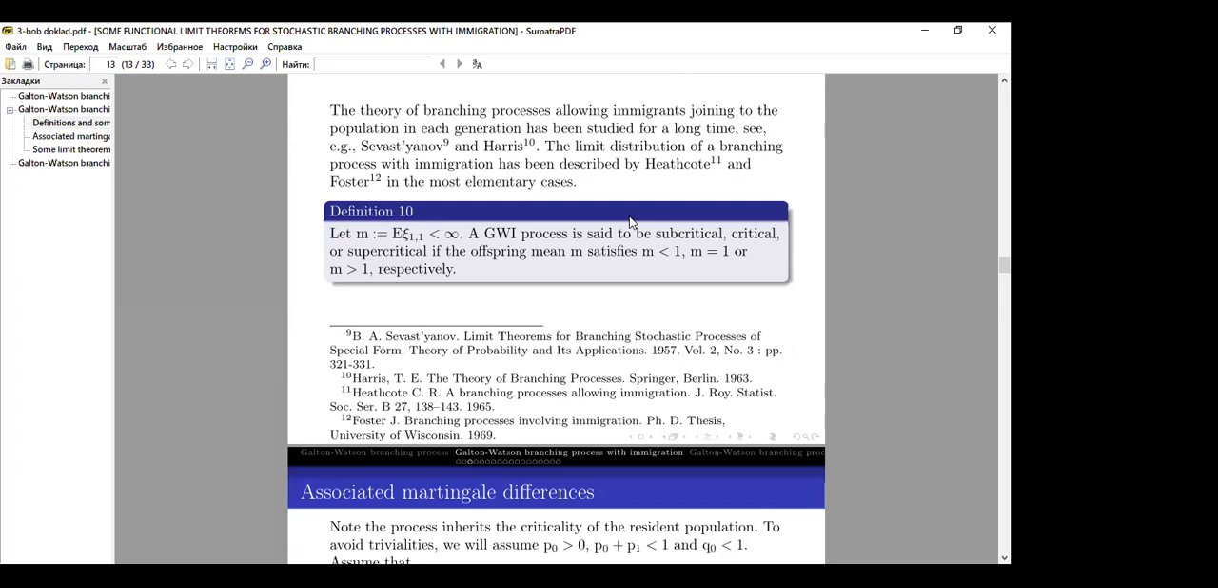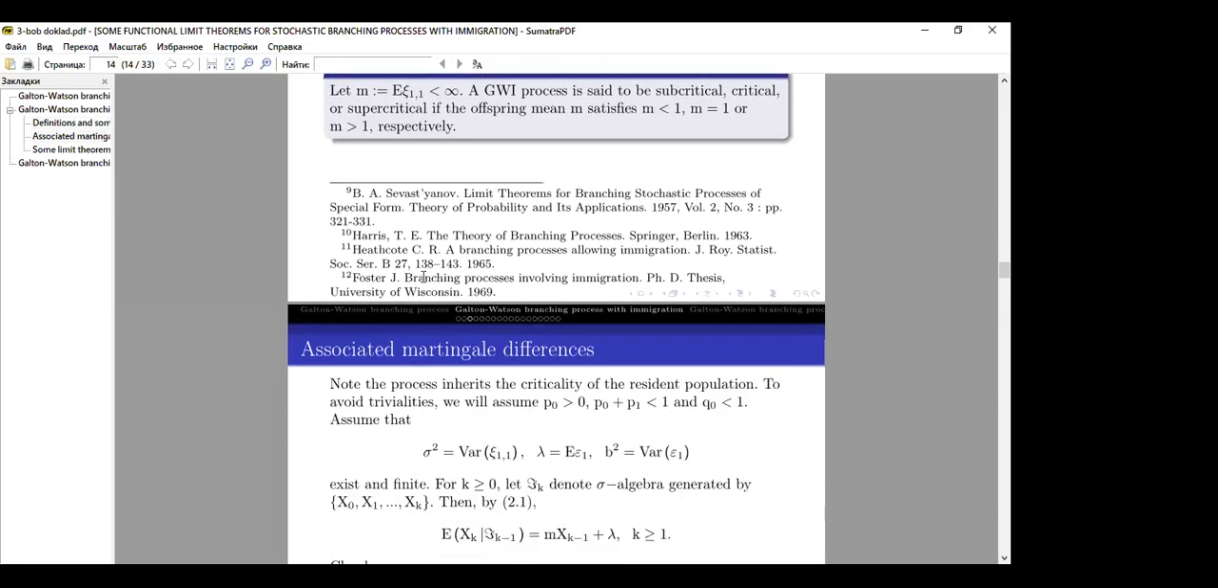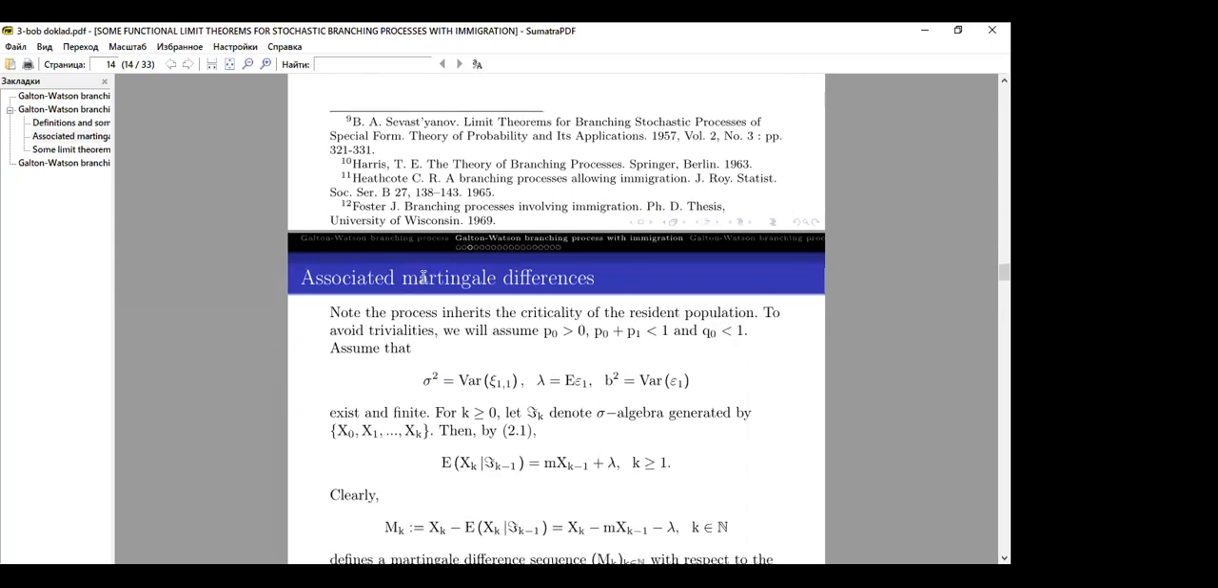We can give the following definition. Suppose the mean of the direct descendants m is finite. This Galton-Watson process with immigration is said to be subcritical, critical, or supercritical if m is less than one, equal to one, or greater than one. This definition is analogous to that for the Galton-Watson process. So here is some associated martingale difference. Our process inherits the criticality of the resident population.